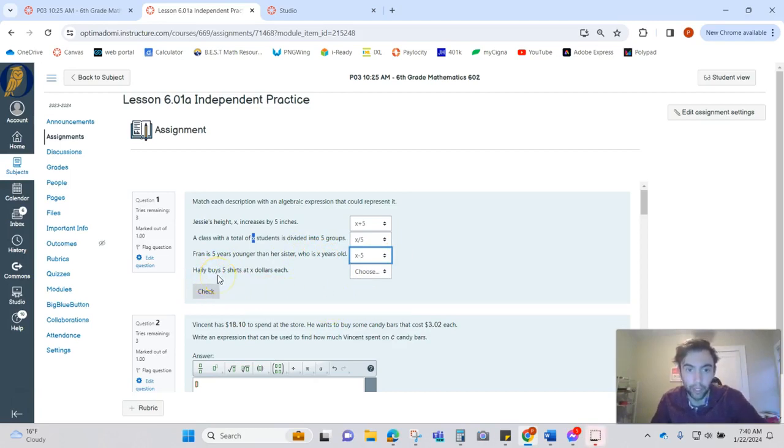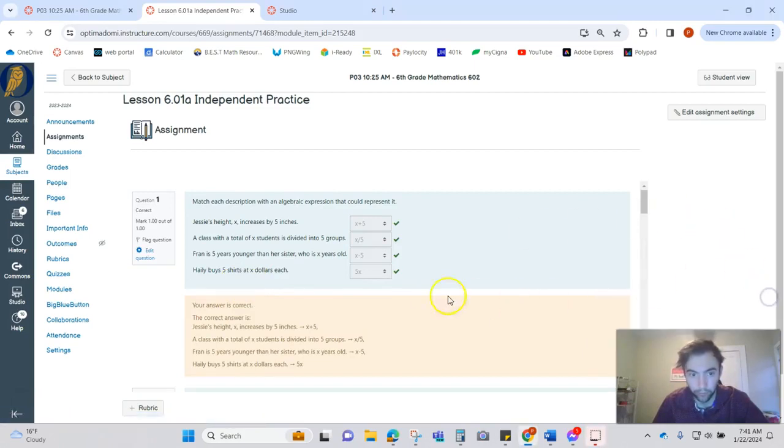Haley buys shirts at X dollars each. 5 shirts at X dollars each. What kind of number sentence is this? Well, if Haley bought 5 shirts at $2 each, how much would it cost? 10, right? 5 shirts at $2 each. That kind of sounds like multiplication, right? Yeah. Also, each is a multiplication vocab word. 5x. Let's check. Yay.